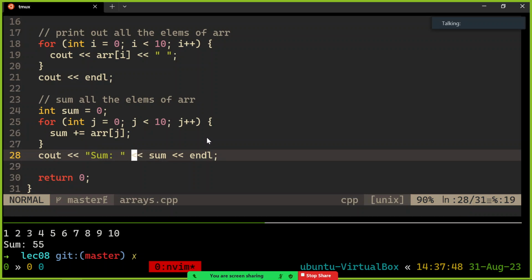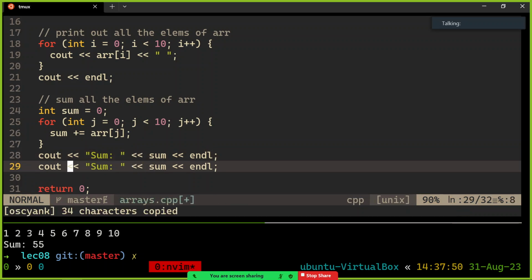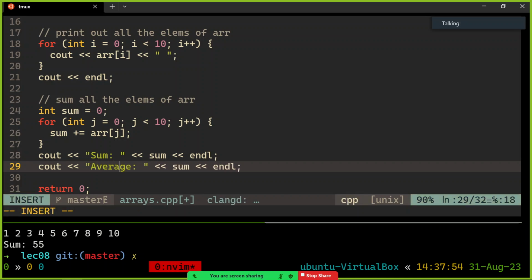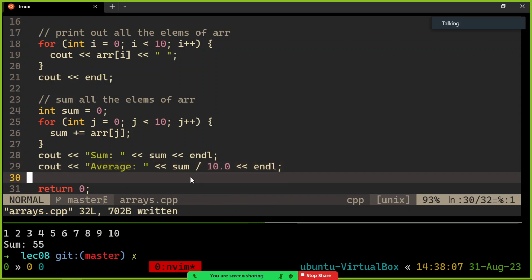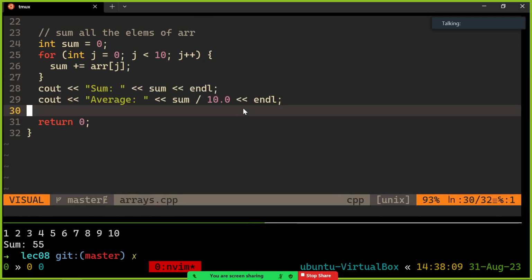Does that make sense? It's also super easy to get the average, right? Once you have the sum, you can get the average very quickly. Average of all the numbers is sum divided by 10.0, right? Because we want to do double division. So that'll print the average very quickly, and that'll work. I guess it'll be 5.5. I don't have to recompile it. I'll do it next time. But you get the idea.